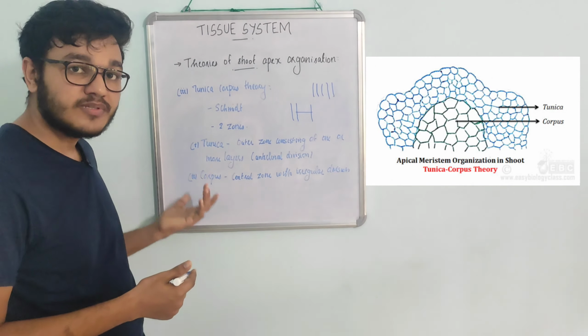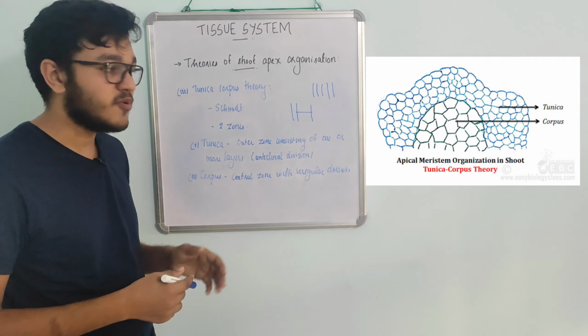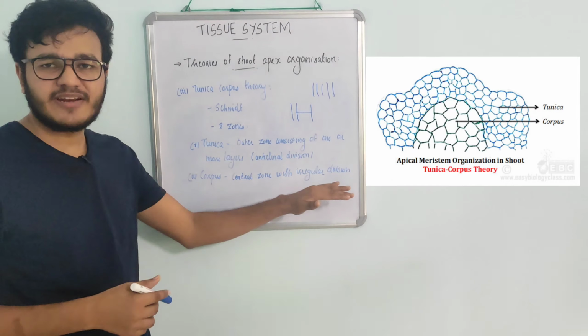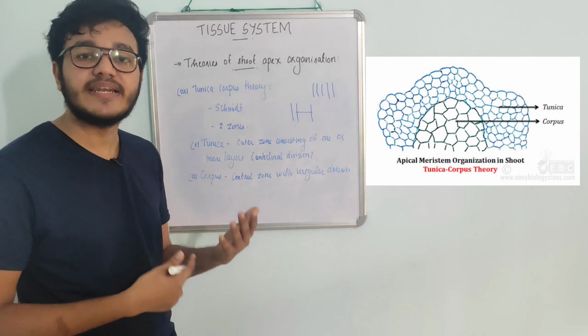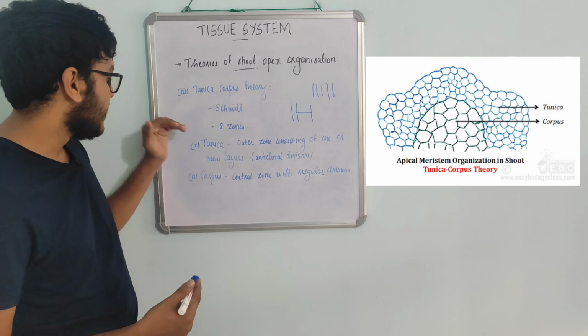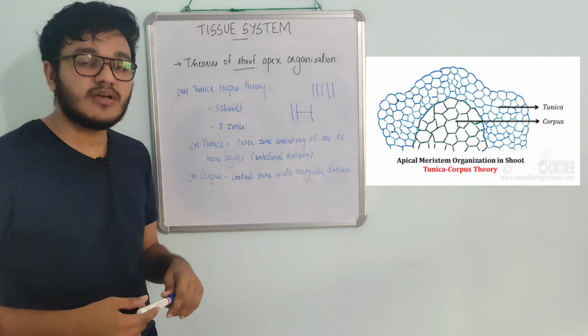The second zone is the corpus, a central zone which is protected by the tunica, and it is formed by an irregular division, that is, maybe periclinal or anticlinal. So it is not a regular division, it is an irregular division. So those are the two zones we have to focus on in the tunica corpus theory.